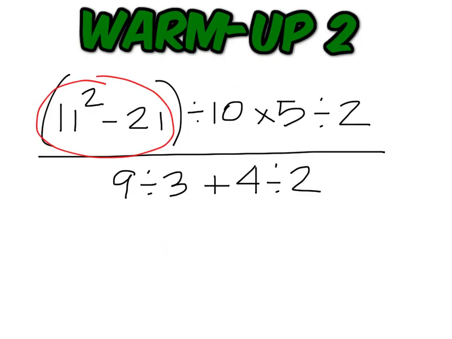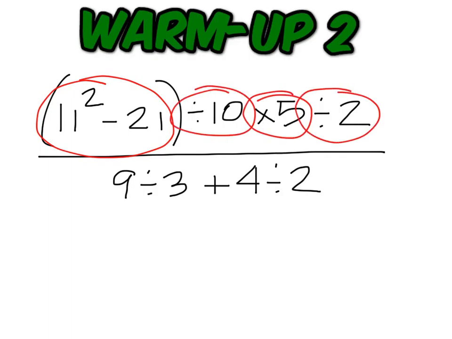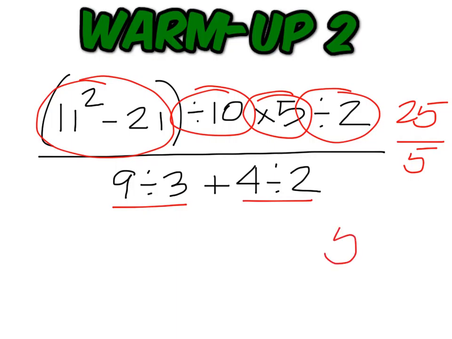You do this to come out with 121 minus 21 is 100, divided by 10 is 10, times 5 is 50, divided by 2 is 25. So on the bottom you'll have 3 plus 2 is 5. Should have come out to be 5. Give the order of operations.